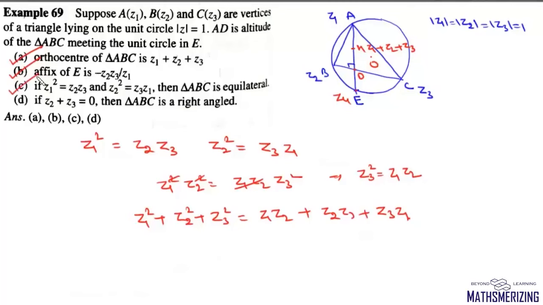Now option D: if Z1 plus Z2 is 0, then ABC is a right angled triangle. In option A, we have already proved that the orthocenter of this triangle is Z1 plus Z2 plus Z3. Now if Z2 plus Z3 is 0, then the orthocenter of triangle ABC is at Z1. Now when the orthocenter is at A, that means this triangle is a right angle triangle with angle A as 90. That means option D is also correct. So the correct options are A, B, C and D.